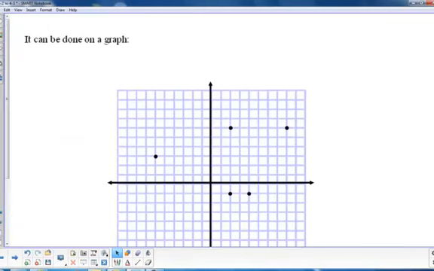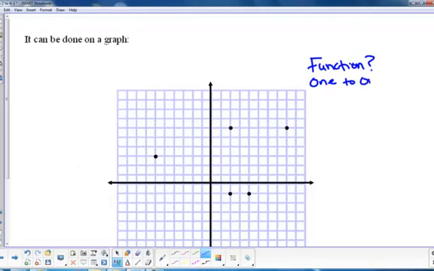If you look at this graph, this is a different set of numbers. They're just the ordered pairs, but do you think this is a function? Remember that vertical line test is probably the easiest thing to do, and the vertical line test fails right there. So nope, because it fails the vertical line test.